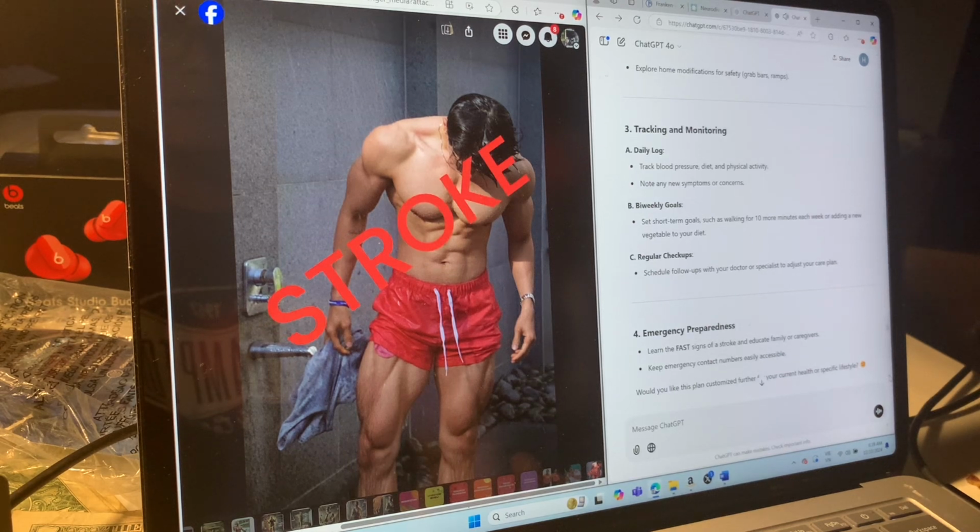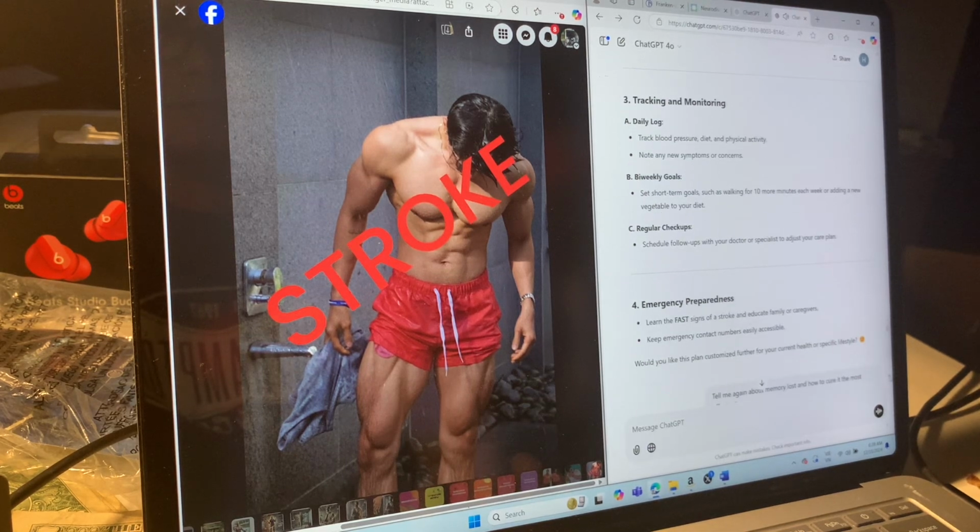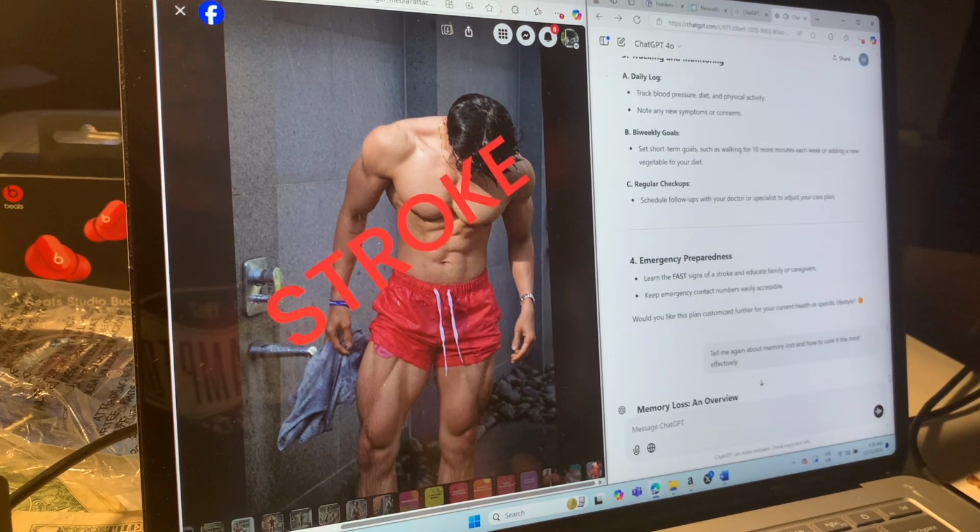B. Bi-weekly goals. Set short-term goals, such as walking for 10 more minutes each week, or adding a new vegetable to your diet. Regular checkups. Schedule follow-ups with your doctor or specialist to adjust your care plan. Adjust for emergency preparedness. Learn the fast signs of a stroke and educate family or caregivers. Keep emergency contact numbers easily accessible.